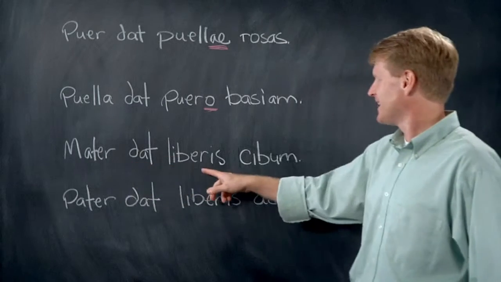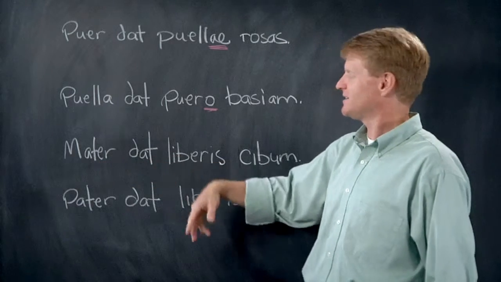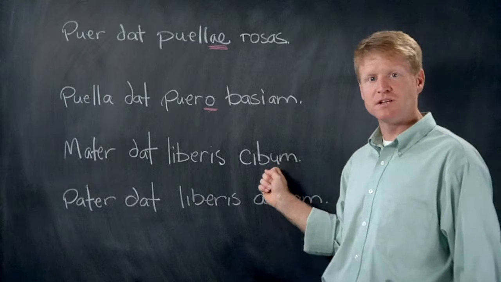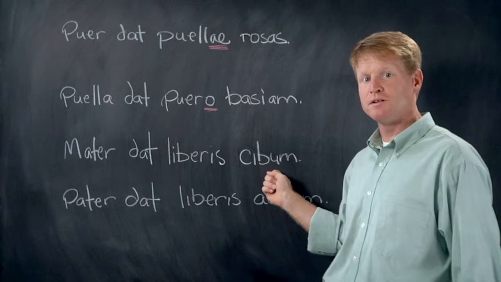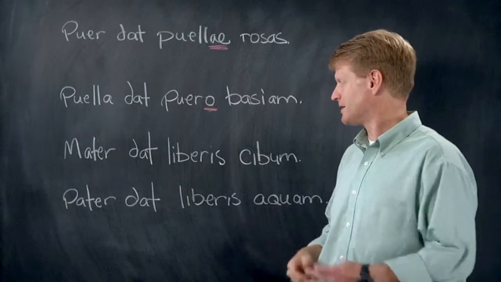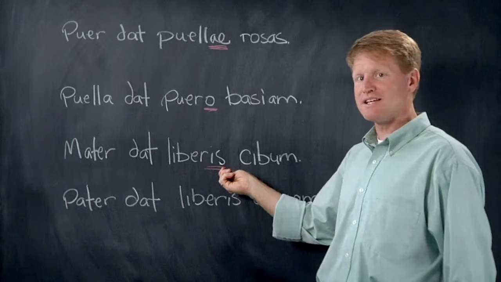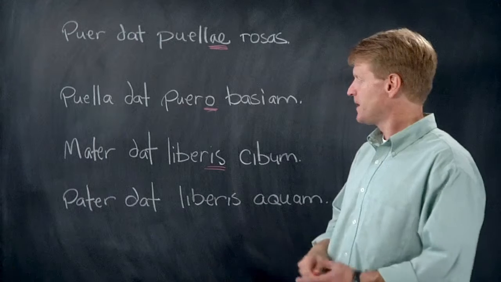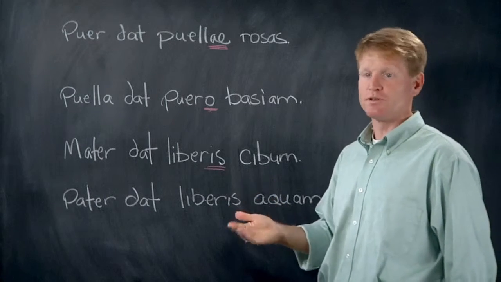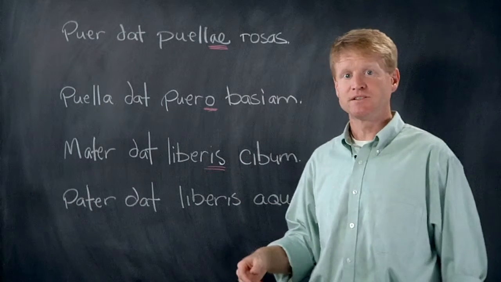Okay, mater dat liberis cibum. Mater is the subject of the sentence. Dat, verb. Mom gives. Mater dat cibum. She gives cibum. Cibum is food. She gives cibum liberis. She gives the food to the children. Now that's dative plural. And liberi is a tricky word because liberi means children and it's always plural. So liberis is in the dative case, to the children.